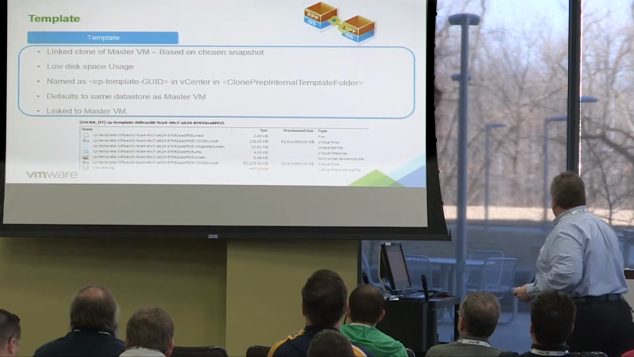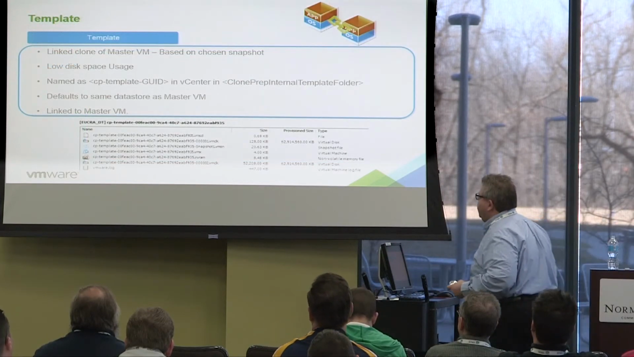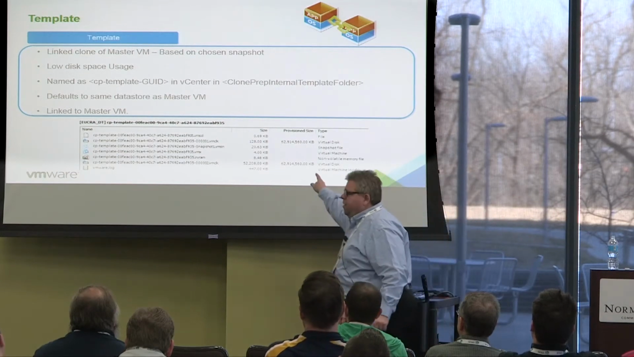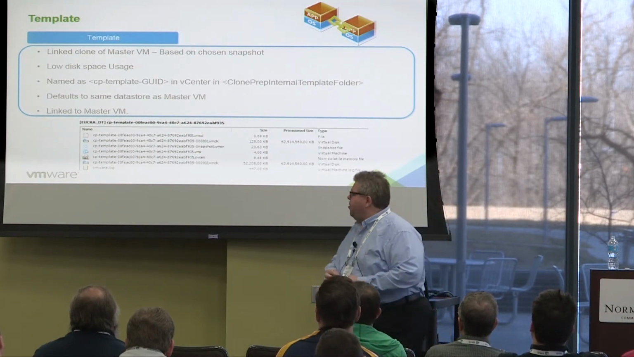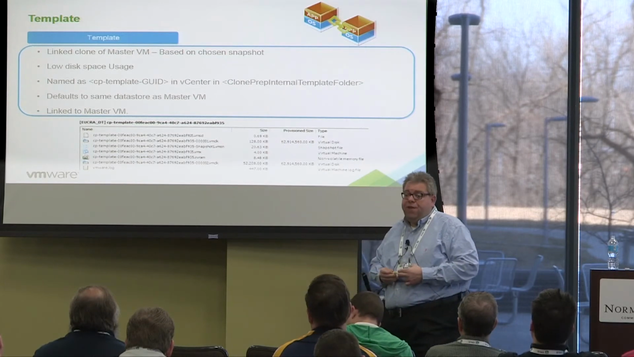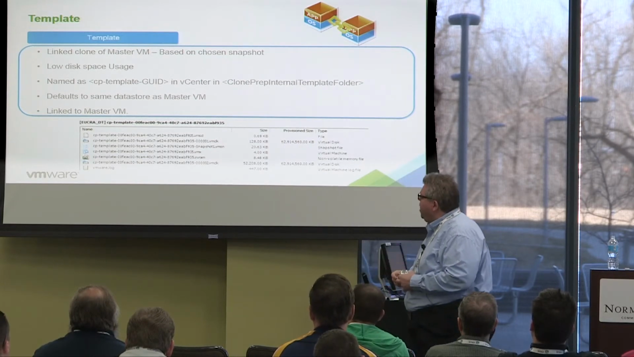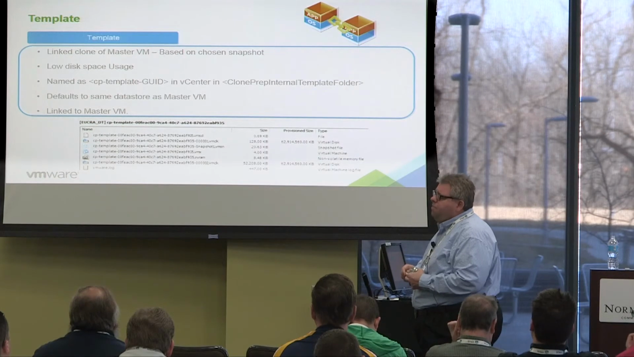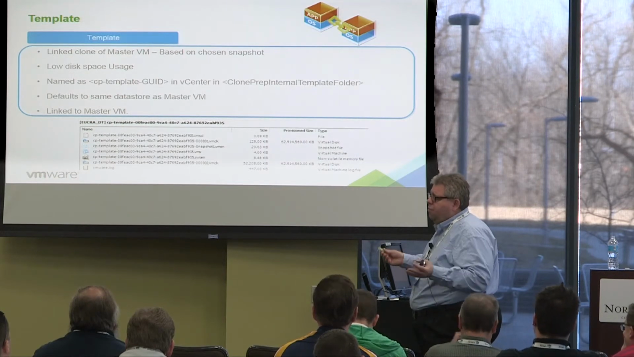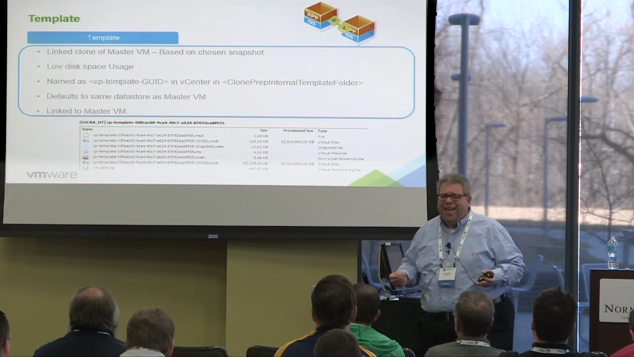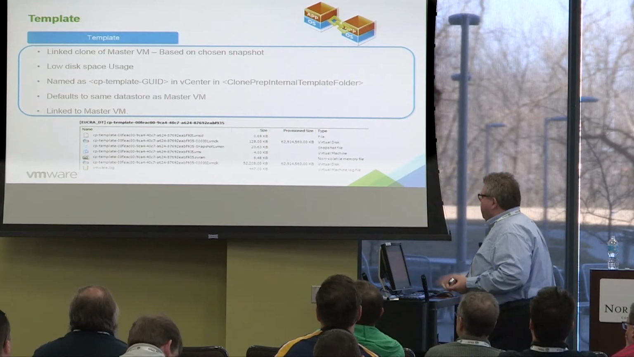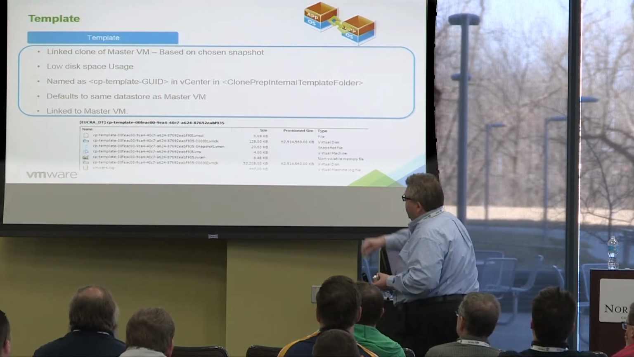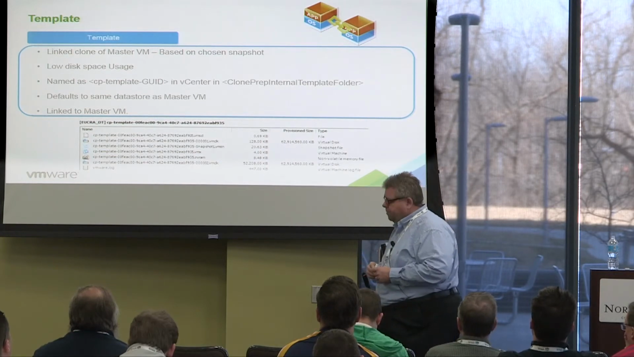The template is something new, and what I've got here in the slides is kind of what it looks like in the data store, just so you get an idea. The template is a linked clone of the master VM. So it gets spun up and it'll get put on the same data store as the master VM. Whatever data store that's on will just get written on that. And because it's a linked clone, it doesn't use a lot of space. That's what it looks like in terms of the naming, cp template-GUID.